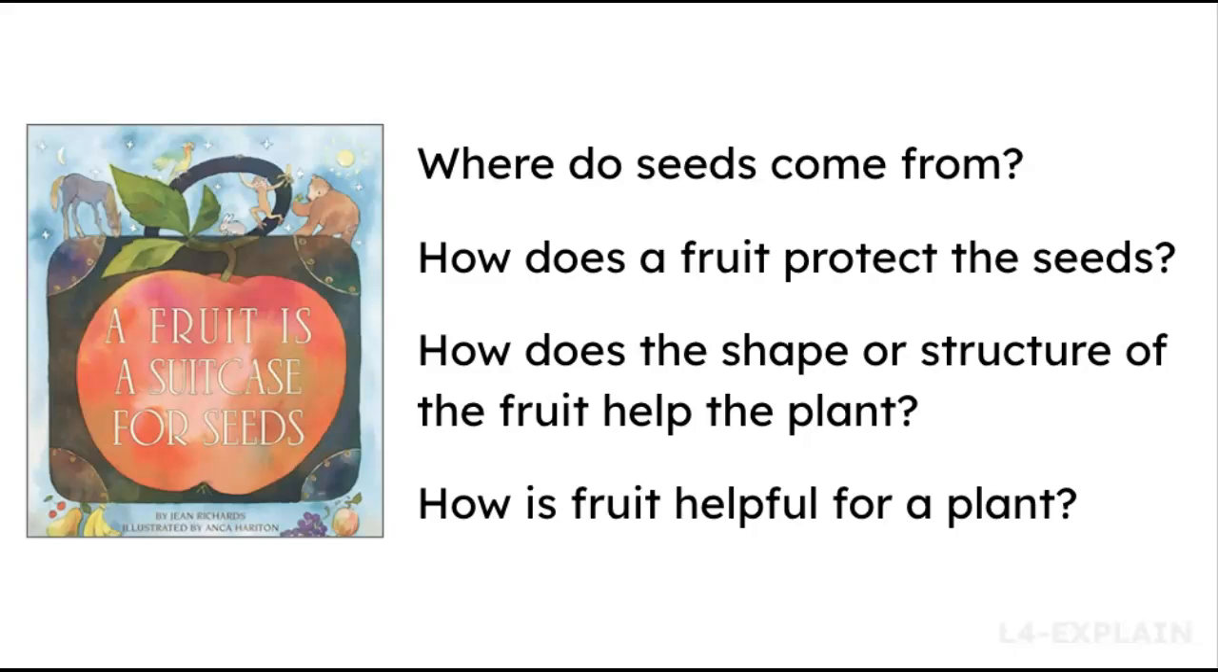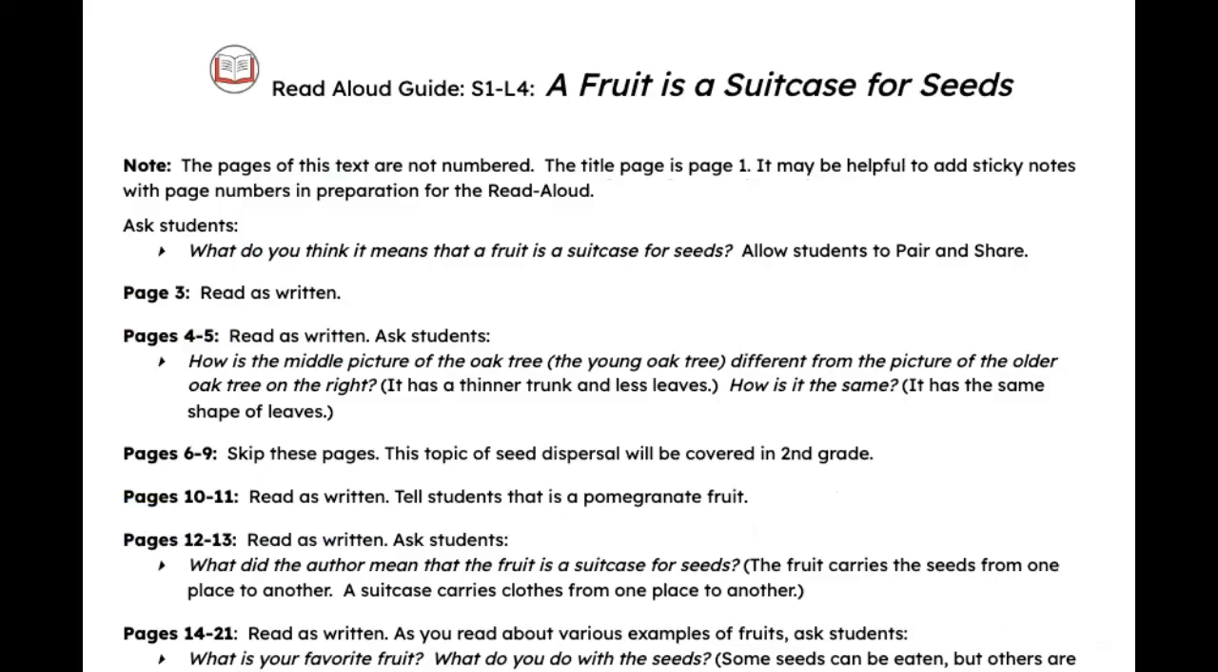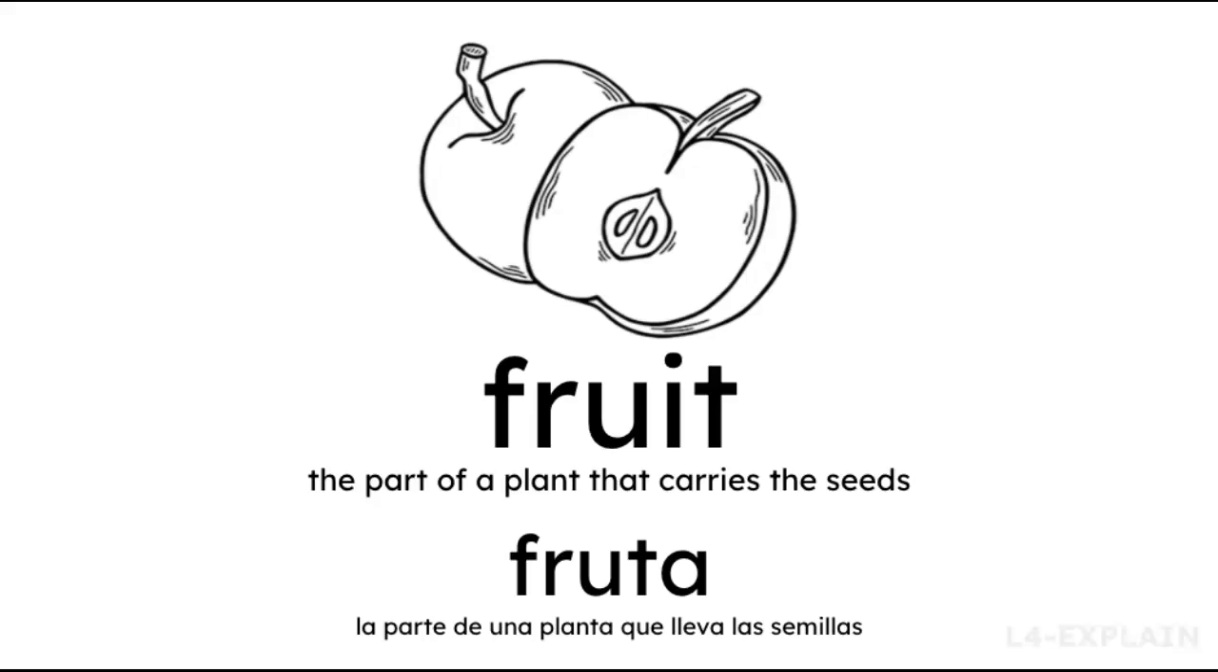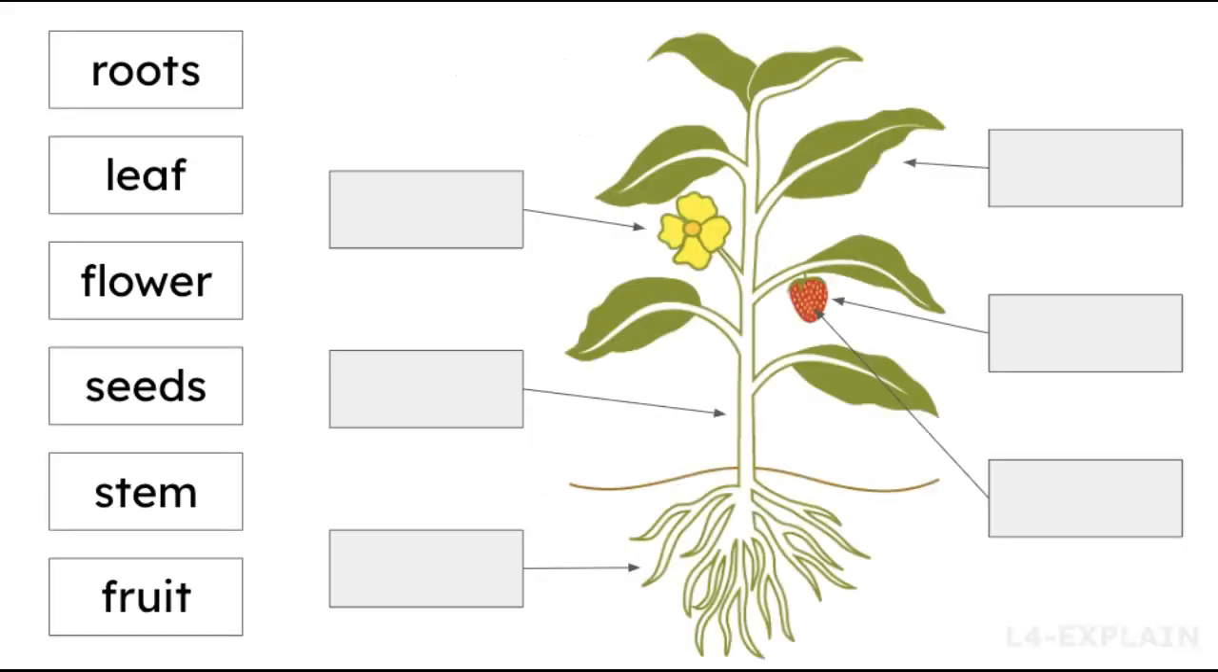You'll read the book, A Fruit is a Suitcase for Seeds. Use the Read Aloud guide to ask students questions while you read. Post and discuss the fruit vocabulary card. You'll then have students work in pairs to label a picture of how plant parts help a plant get what it needs to survive in the Plant Part Functions Student Journal page.